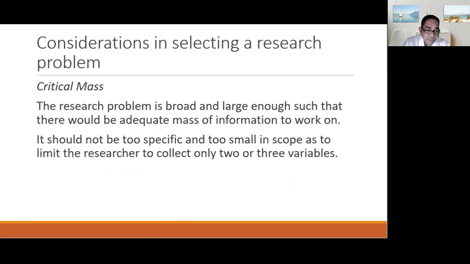Critical mass. The research problem is broad and large enough such that there would be an adequate mass of information to work on. It should not be too specific or too small in scope as to limit the researcher to collect only one or two variables. You need to collect more variables. It should have enough critical mass. Critical mass means enough variables to collect, an adequate mass of information to work on.